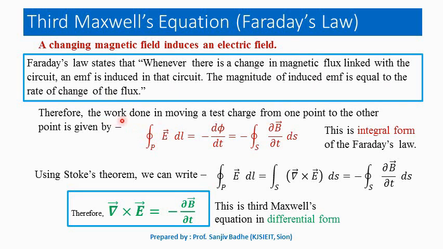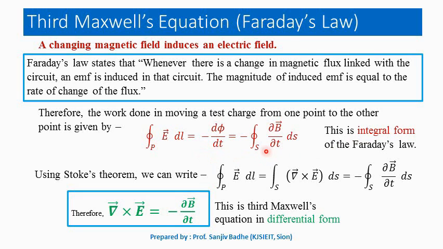This means that the work done in moving a test charge from one point to the other point is given by line integral of E bar dl equal to minus d phi by dt, and that is equal to minus surface integral of dB by dt ds. So this is the integral form of Faraday's law.